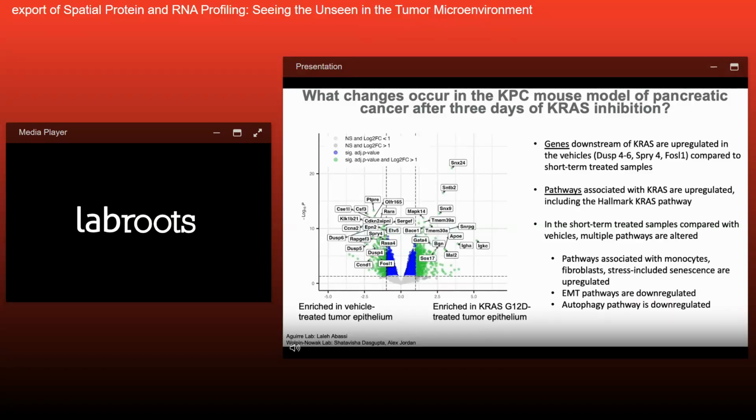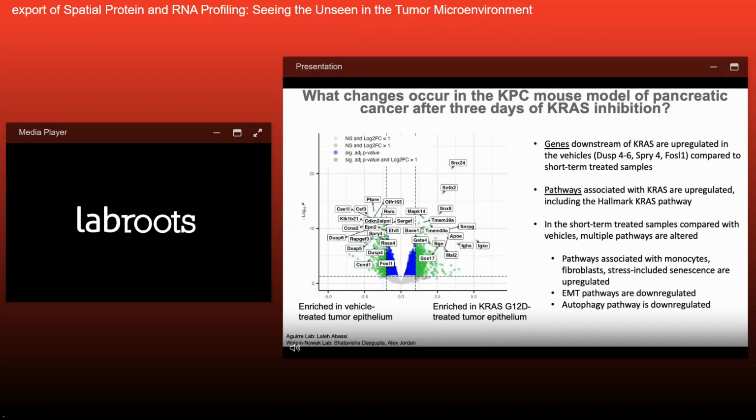In addition, in the vehicle-treated mice, pathways that are associated with KRAS, in addition to just individual genes, tend to be upregulated as well. And in contrast, when we look at the short-term treated samples compared with vehicles, multiple pathways are altered. And these include pathways associated with immune cells, such as monocytes, as well as fibroblasts and some stress-induced senescence pathways. EMT pathways are downregulated, and autophagy is also downregulated as well. And in pancreatic cancer, this is known to be a strong dependency of tumors that have activating alterations in KRAS.